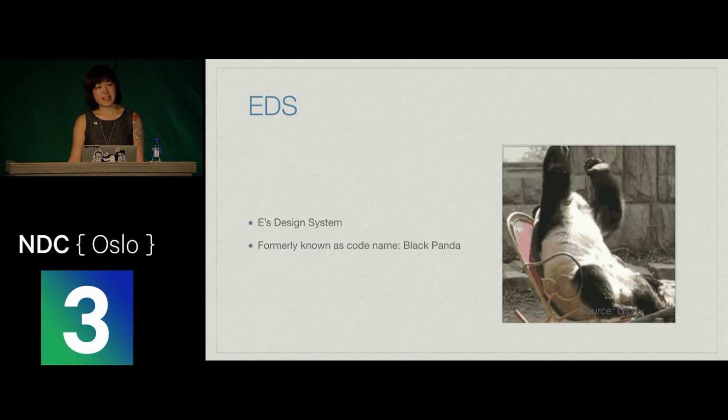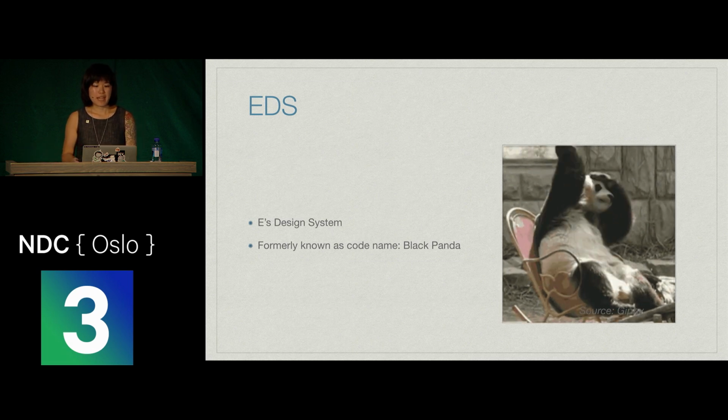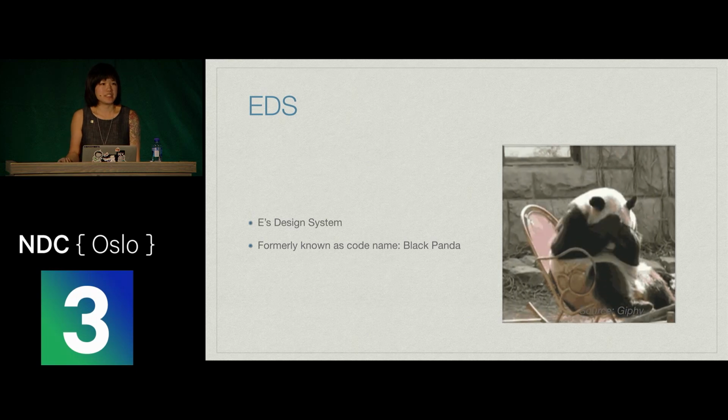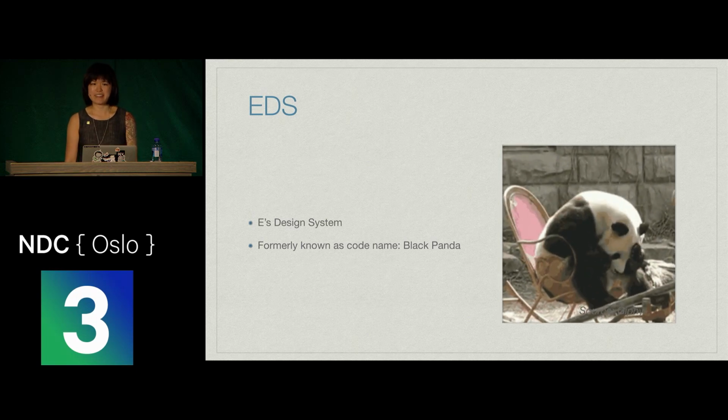Similarly, the design system originally was called EDS as an acronym. So it's called E's Design System, and it was formerly known as Black Panda. So anyone who's new to the design system hears the term Black Panda and they're just like, what are you talking about?